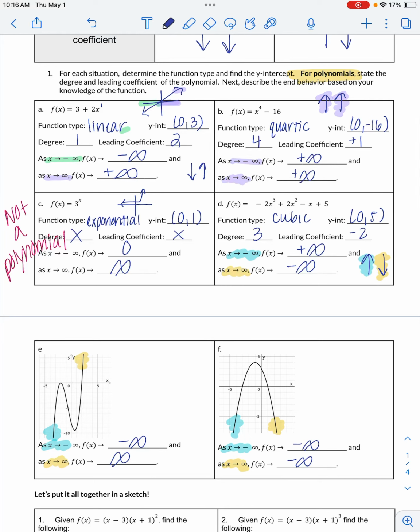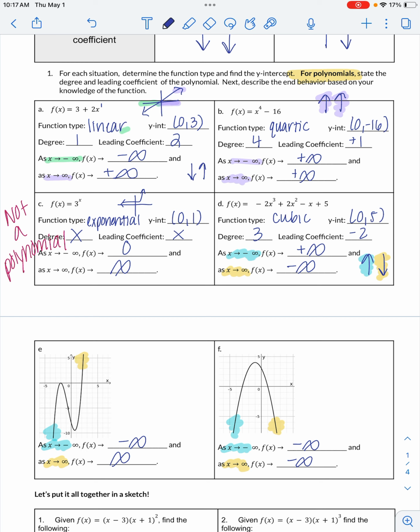Hopefully you found the spot to come back to this. I should have prefaced that in the directions it does state for polynomials you'll have a degree and leading coefficient. And in C, that's not a polynomial function. Exponentials are not polynomials, so we don't talk about the degree and the leading coefficient since the exponent itself is x. So we actually don't talk about that in C.